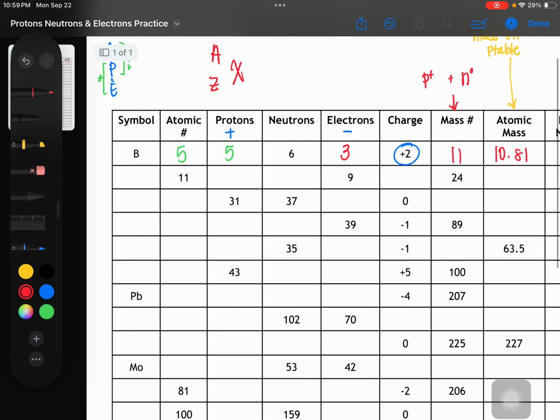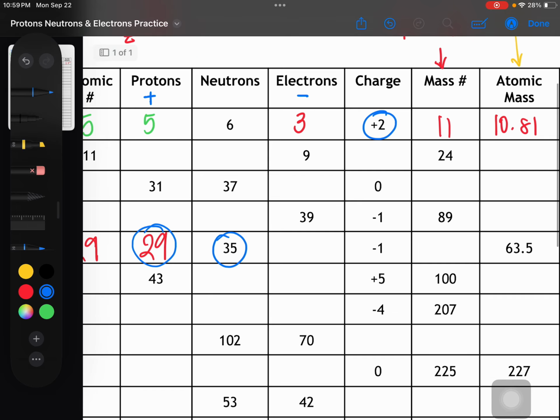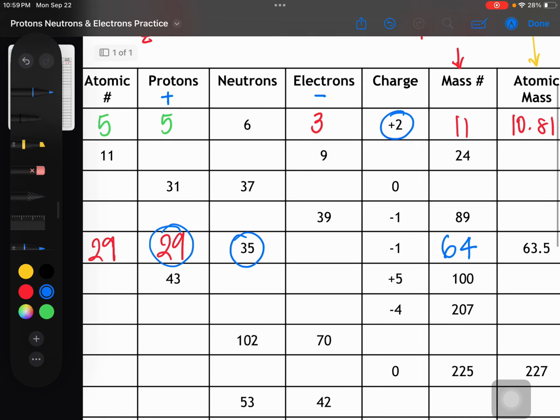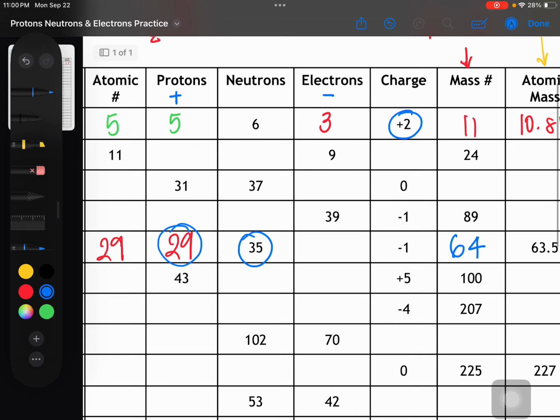So we know for this one, the symbol is copper, number 29, and we'll put that as protons, and protons and atomic number are the same. Now I'm given neutrons, and I can use the number of protons and neutrons to figure out my mass number, so I have to add them together. So 29 plus 35 is 64. Cool.